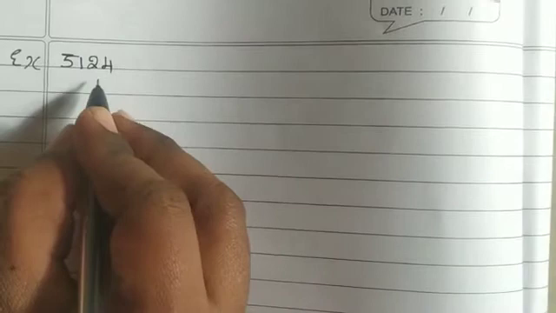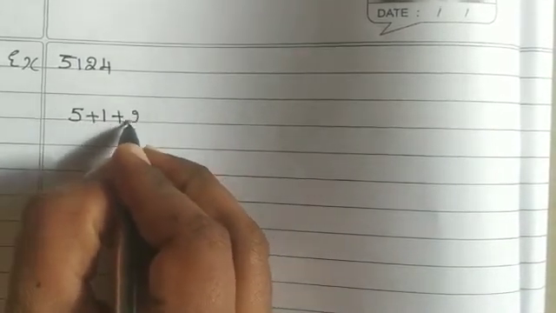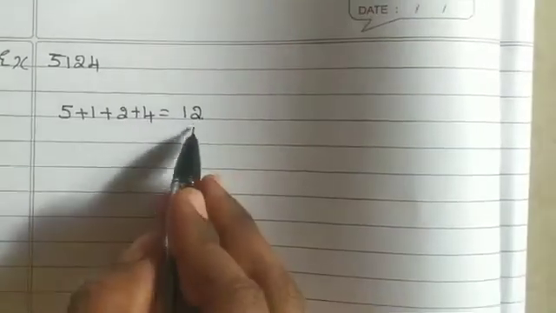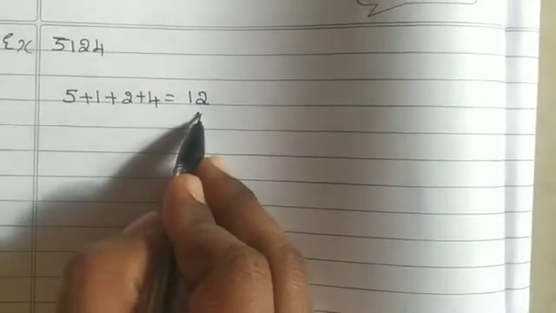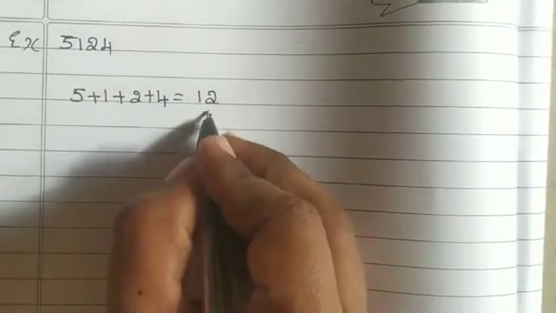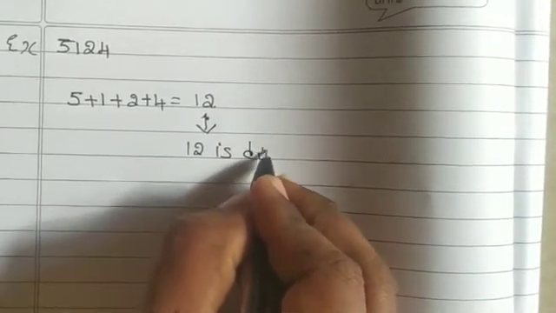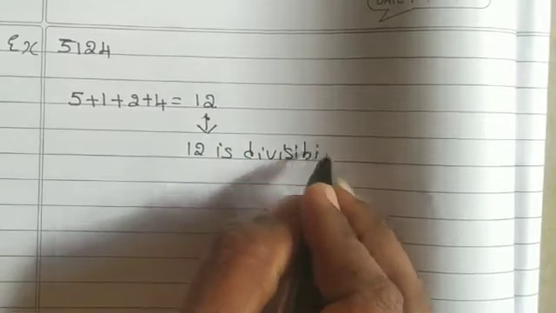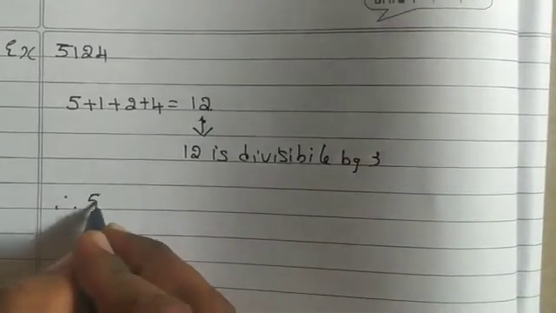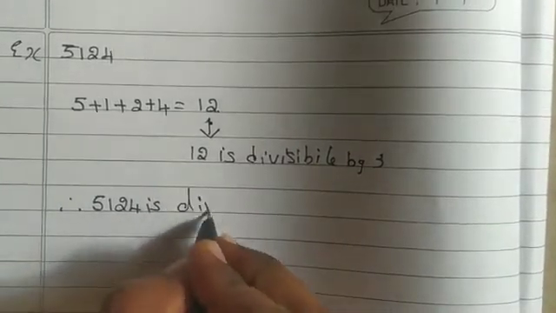5124. We have to find the sum of the digits, that is 5 plus 1 plus 2 plus 4. When we add, we will get 12. Is this sum divisible by 3? Yes, 12 is divisible by 3. So we will directly write that therefore 5124 is divisible by 3.